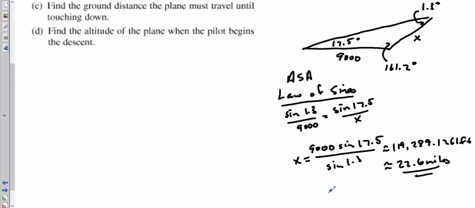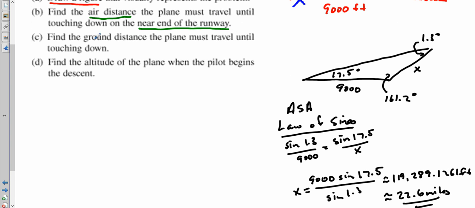So now the question is, what is the next part we want to say? Now it says find the ground distance the plane must travel until touching down on the near end runway. So we found the air distance. Find the ground distance the plane must travel until touching down on this runway itself. Now, what does that mean? Well, the ground distance that it must travel when our touchdown is actually going to equal this part right here.